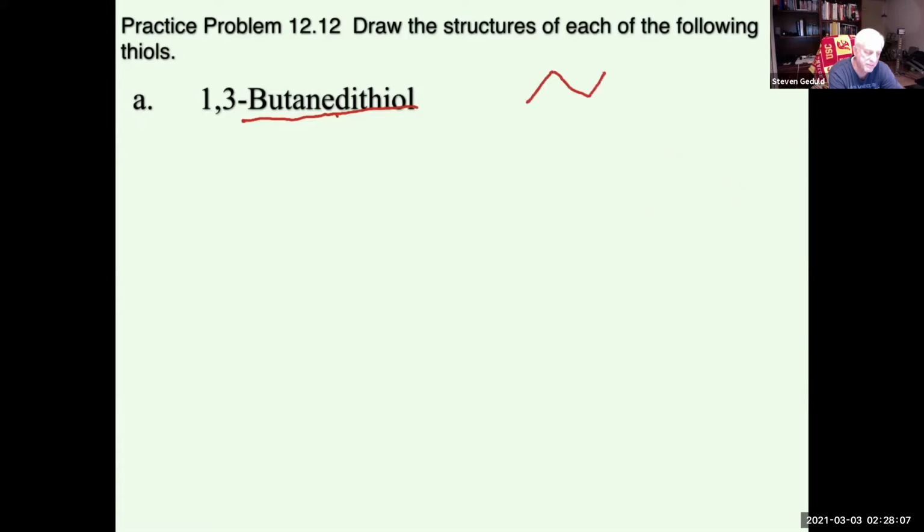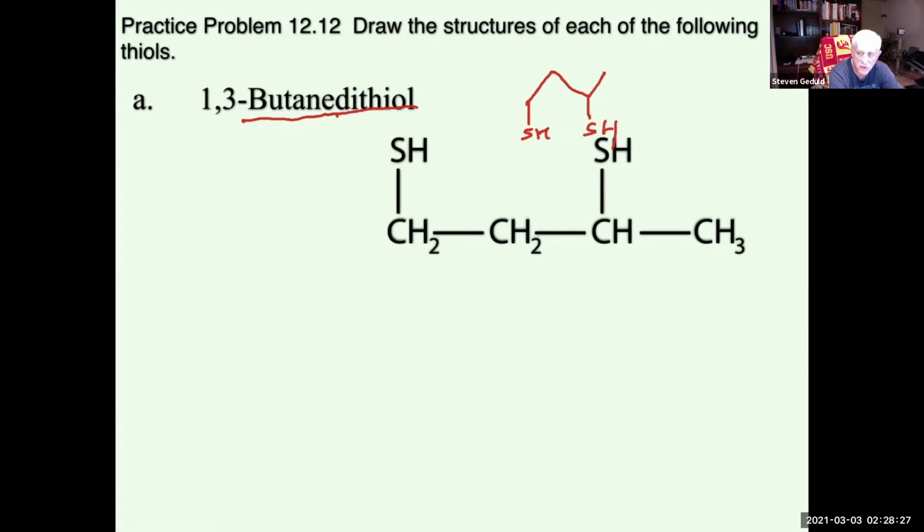That's butane. And at number 1 and at number 3, there are 2 thiol groups. So 1,3-butane dithiol. And there it is written out in the structural formula. 4 carbons, 2 SH groups, thiol groups, 1 at number 1, 1 at number 3.